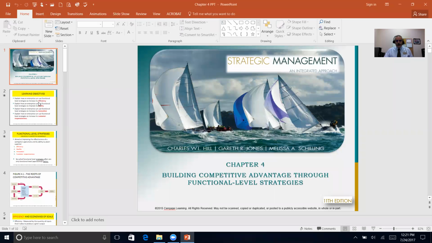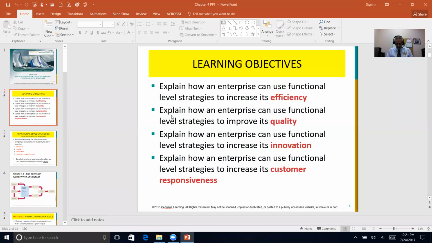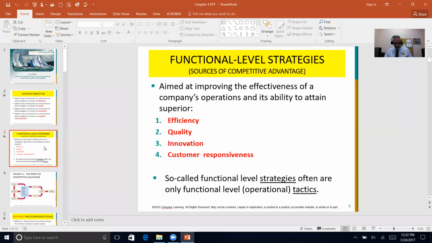What we hope to talk about today in this chapter is how an enterprise's functional level strategies can improve its efficiency, quality, and innovation in a way that supports its customers and ensures that the customers' needs and demands are being met. And how do we go about doing that? It's really through functional level strategies, which are aimed at improving the efficiency and effectiveness of what that company does each and every day as they try to attain superior efficiency, quality through innovation, as well as customer responsiveness, as we see here.